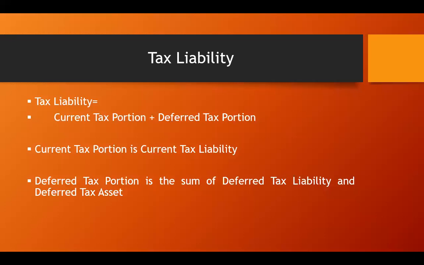If we come to the profit and loss account, the tax liability of the company in the profit and loss account consists of two portions. One is the current tax portion, which is the current tax liability ascertained as per the Income Tax Act, plus the deferred tax portion. These are the two discrete components in the profit and loss account. The current tax portion is the current tax liability. The deferred tax portion is the sum of deferred tax liability and deferred tax asset. So there is a concept called deferred tax liability and deferred tax asset, which is shown in the balance sheet. Every year there is an opening balance and a closing balance. The difference between the opening and closing balance will be shown in the profit and loss account as the deferred tax portion of the income tax.